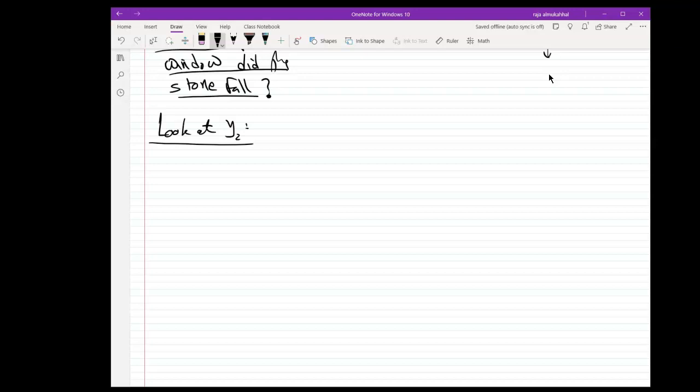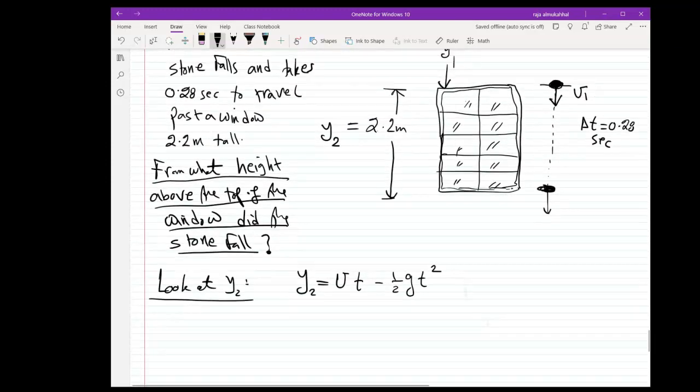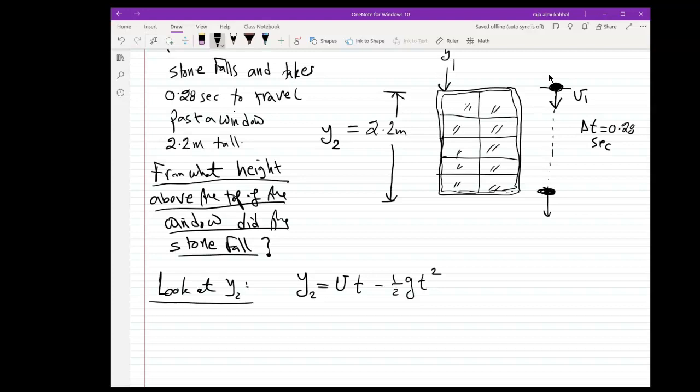So I'm going to use the third kinematic equation. y2 equals v t minus 1/2 g t squared. Now, what is this t? t is the one that is given to me, this one. Maybe I should just take this delta out. This one right here, okay? And the v here is the initial velocity.